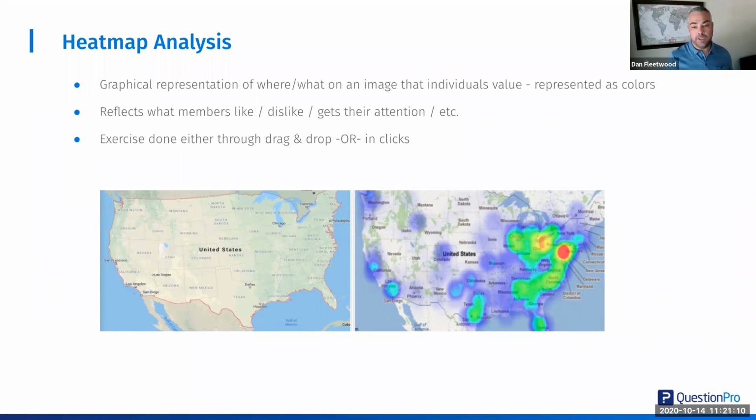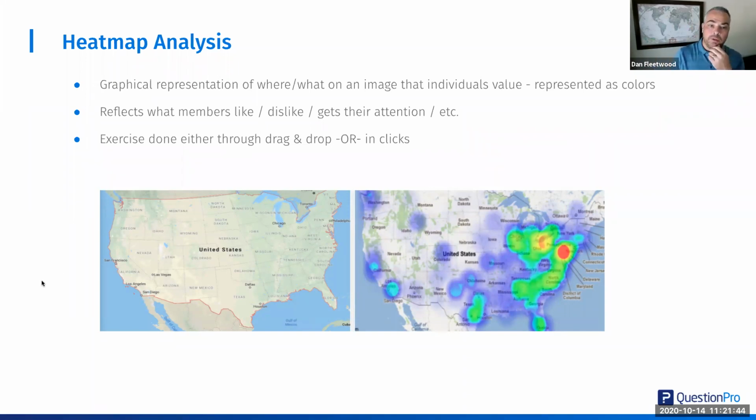It could be from, hey, where do you live, to where do you think the coronavirus is most susceptible. It could be any question. Obviously, that's not what this map says here, but you could have people highlight where they think that is, through dragging and dropping or clicks. And then it's represented visually as a heat map here, so you can get a real graphical image representation.